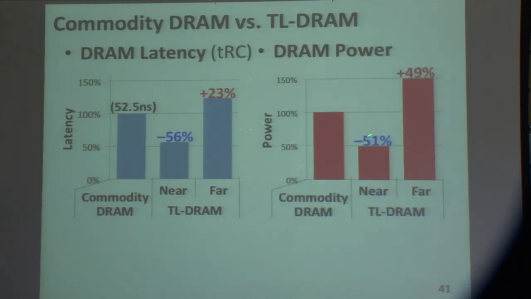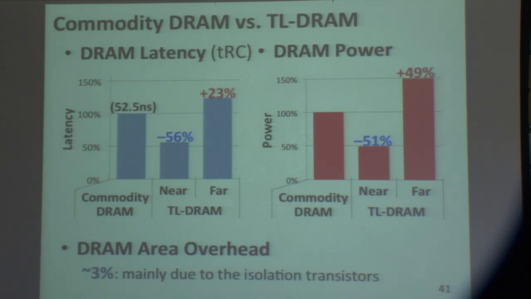Power, similarly, near segment power is 51% because your RC reduces when you just enable a near segment. A far segment power increases by 49% compared to commodity DRAM. And the area overhead is approximately 3%, mainly due to the additional isolation transistors. And this actually sounds large, right? Yeah, you just add one transistor and it's 3%. But that transistor needs to be big because you need to be able to reliably control it.